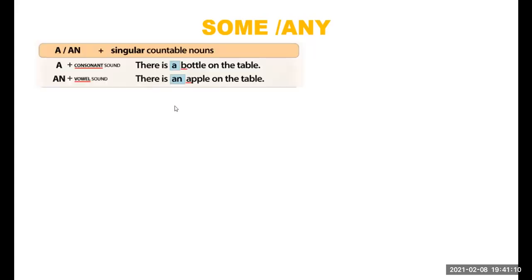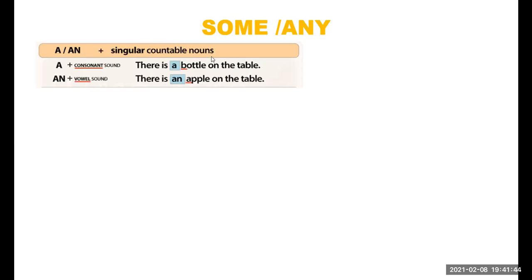Let's see, when do we use some? You know that for countable nouns that are singular, we use a or an, right? As your partner said before, Hugo, we use a when the word starts with a consonant, and we use an when the word starts with a vowel, right? For example, there is a bottle on the table, or there is an apple on the table. These are for singular countable nouns.